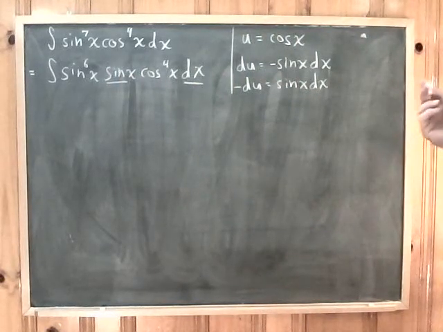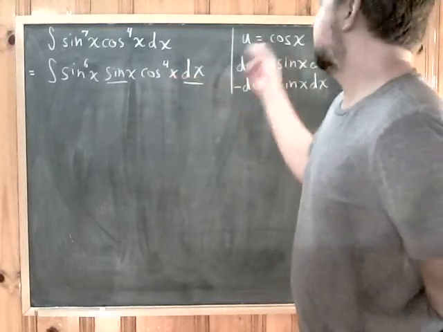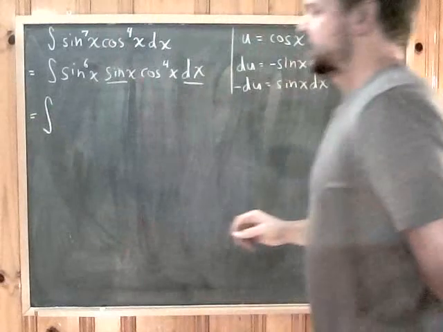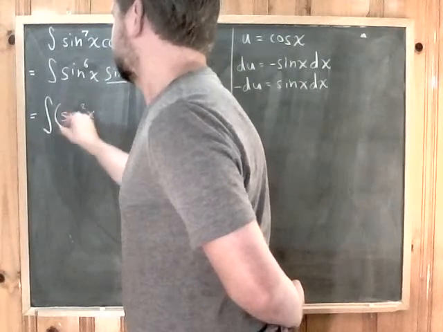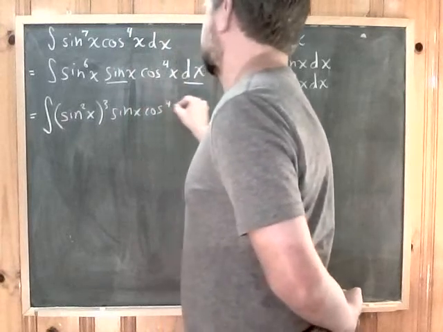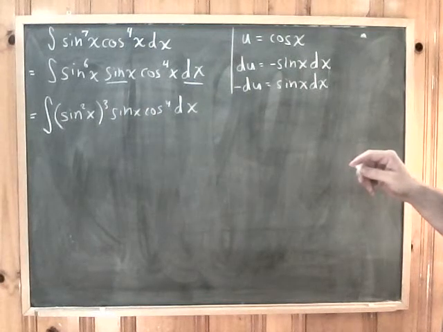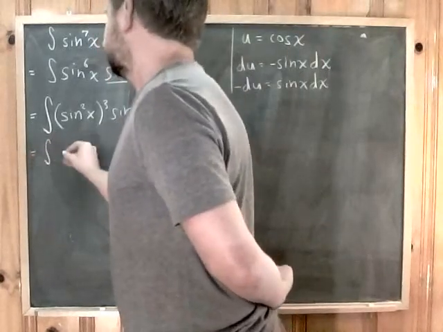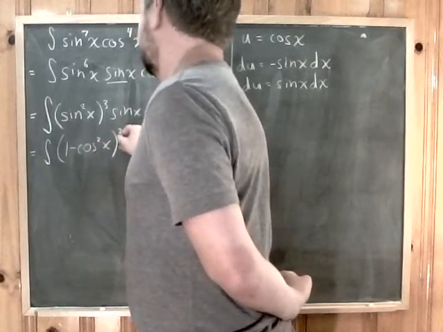Now I also want to replace everything else with u's. I can do that by replacing cosine with a u, but for sine to the 6, I'm going to have to make that into sine squared, cubed. And there's everything else still there. You could do some of this work on the side and avoid having to copy it every time, but I'll go ahead and copy it every time. Then sine squared is 1 minus cosine squared, from the old Pythagorean theorem.